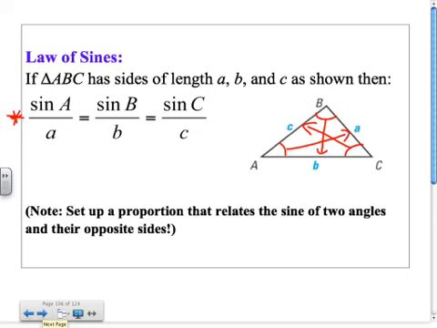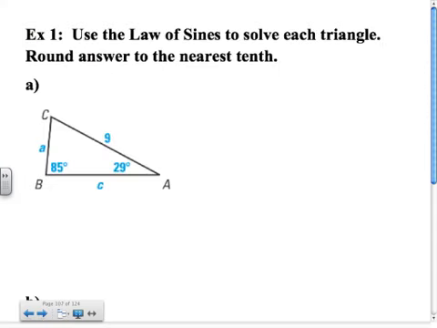Now obviously, when we're solving problems using the law of sines, we're not going to have three different expressions here. We're obviously going to only use two of them. The whole point of showing you all three is to show you that the ratio is true in all three cases, but when we solve problems, we're just going to pick out two and use them. So we'll roll with this first example. It says, use the law of sines to solve each triangle. In other words, find every missing piece.